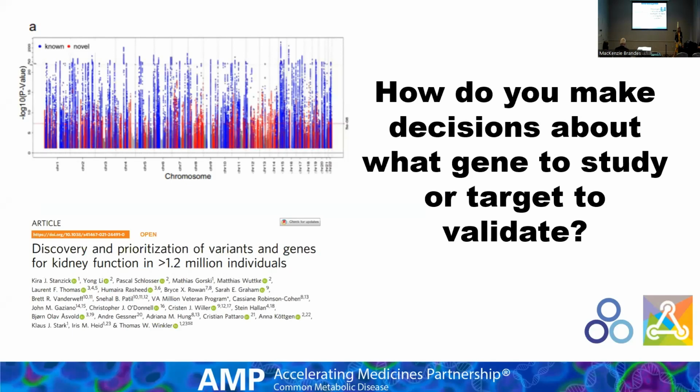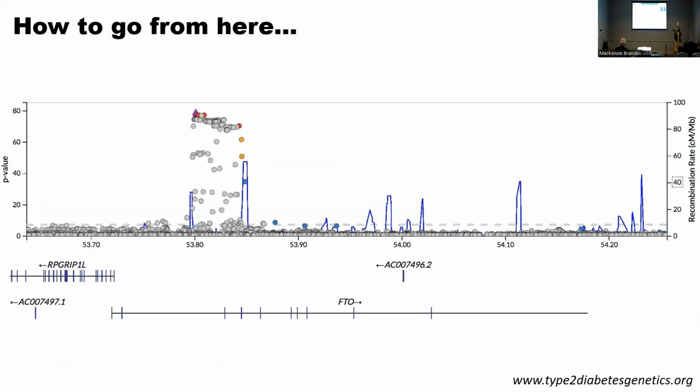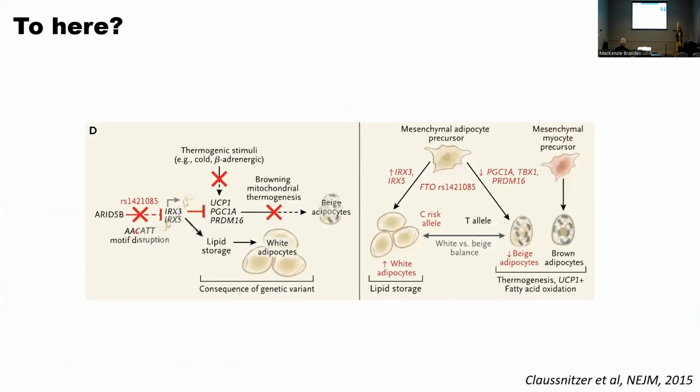However, how do you make decisions about what gene to study and why, and what target to validate? Because in many of these cases, you see hundreds of loci, evidenced by this recent paper on kidney function, where they did an elegant job of presenting the information, but then how do you make decisions based on that? So our job is to facilitate that, to enable you to go from here to here, not doing it for you, but facilitating the process by access to the results and the data.